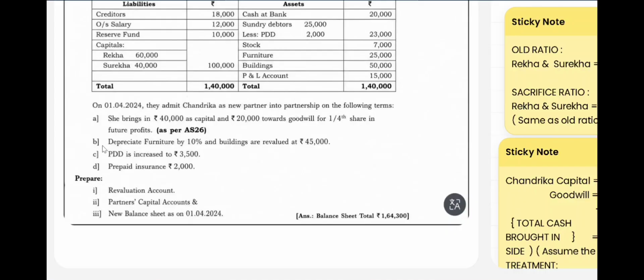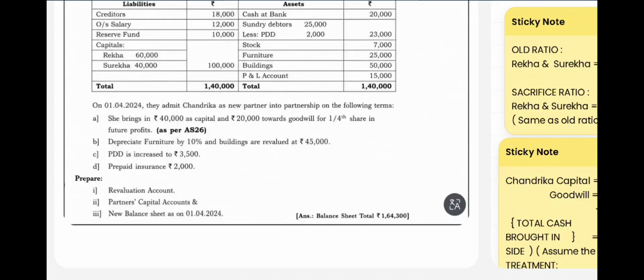The second adjustment we have is depreciate furniture by 10% and buildings are valued at 45,000 rupees. The next adjustment, PDD, this is the new PDD which is given in the adjustment. It says that PDD is increased to rupees 3,500. Next we have prepaid insurance, that is the insurance which is paid in advance, that is rupees 2,000. So we have to prepare revaluation account, partners capital account and the new balance sheet as on 1st April 2024.